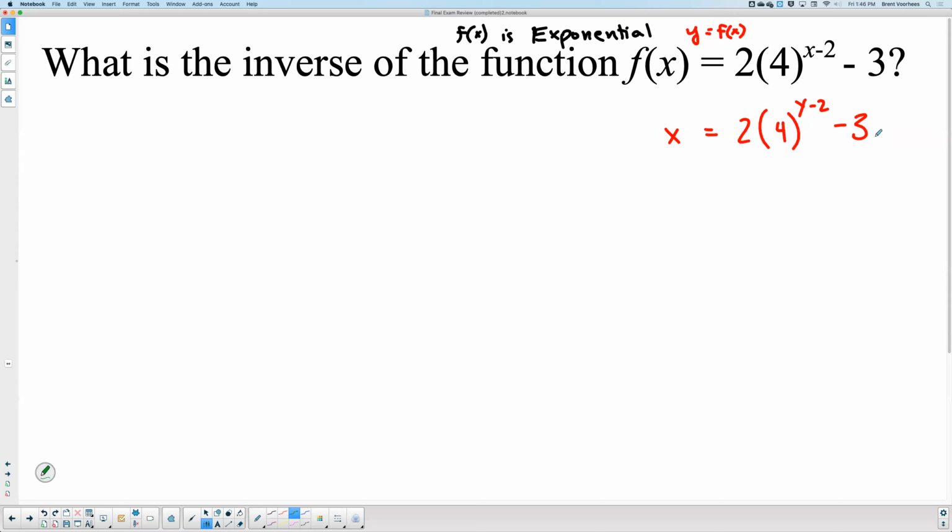Jaden, as we solve this algebraically, what would you do first from here? Said add 3? Do y'all agree with him? I agree with him. Let's add 3 to both sides. We're trying to isolate the y, by the way. That's our goal. Get the new y by itself. So I add 3, and so I have x plus 3 equals 2 times 4 raised to the power of y minus 2.